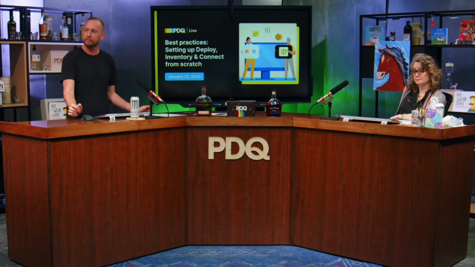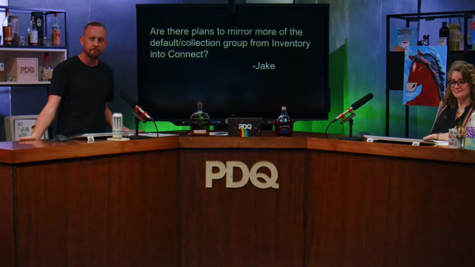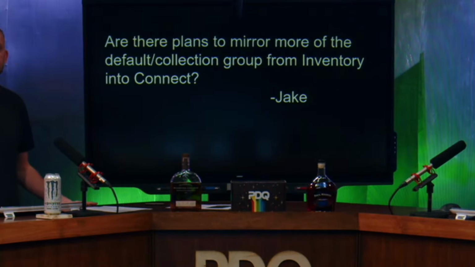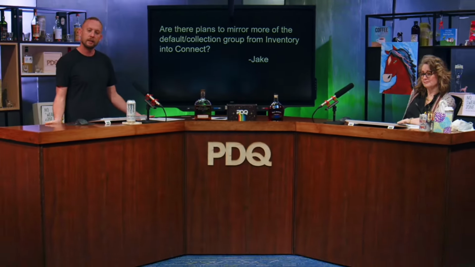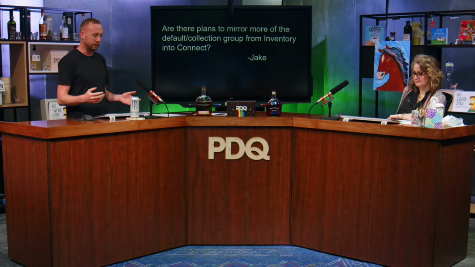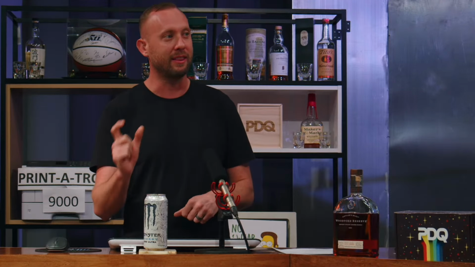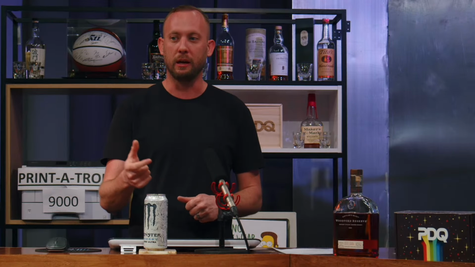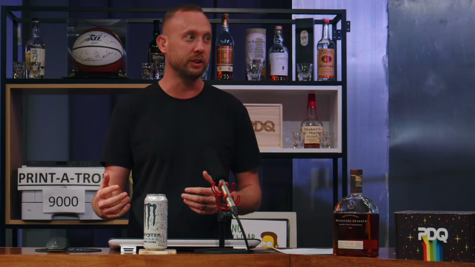All right, we do have a couple more questions. Let's get them. Okay. Are there plans to mirror more of the default collection groups from inventory into Connect? Sincerely, Jake. So Connect has a roadmap. It's a public roadmap that's out there. You can go and browse it, and we love the feedback. If there's something specific from inventory, because it's really hard to say make it exactly the same because they're not the same product. No. If there's some functionality or a job to be done, or I wish I could do this and I can't accomplish that, that type of feedback really helps drive that roadmap and helps us build better features.